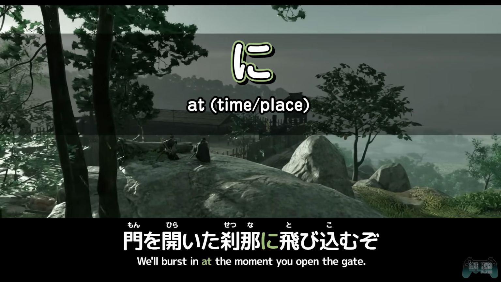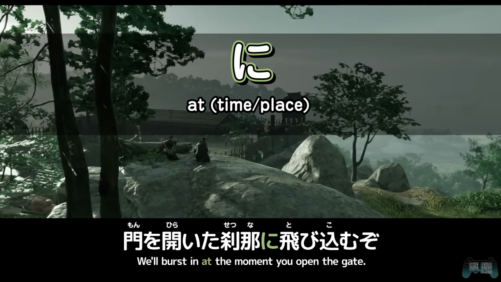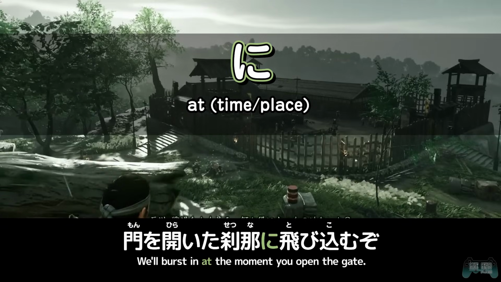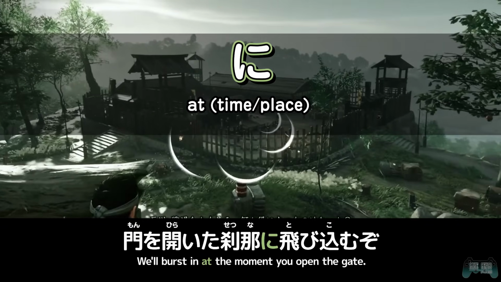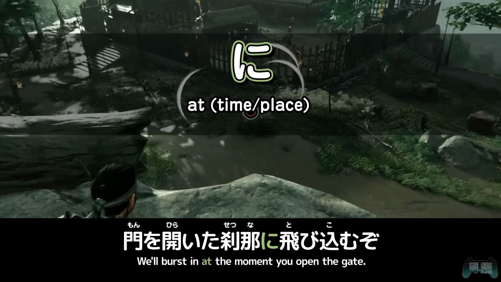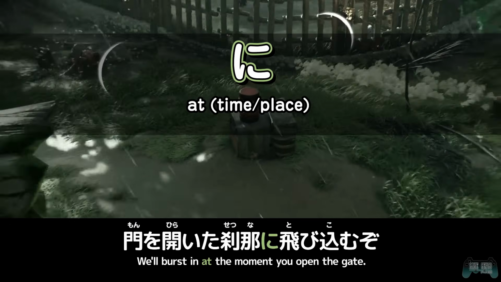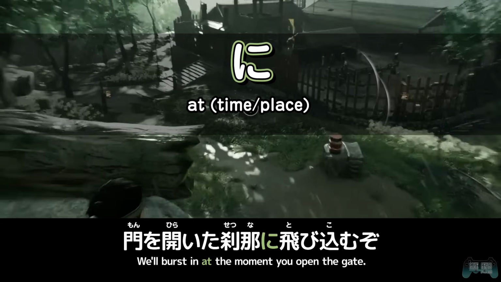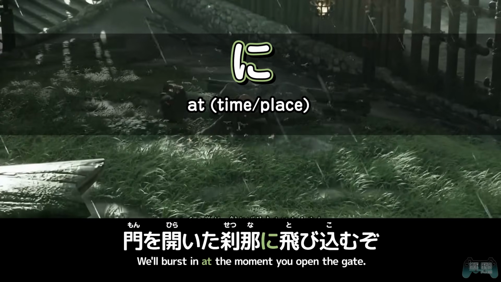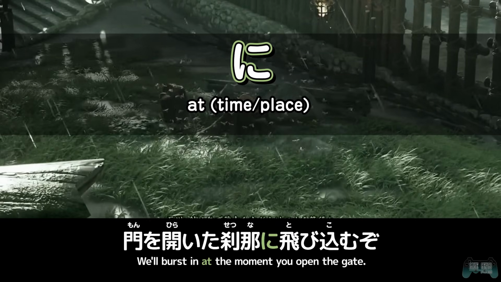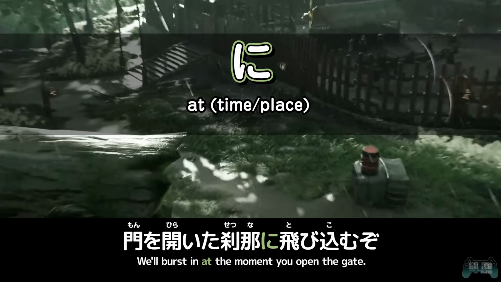In this next example from Ghost of Tsushima, 2 people are sitting atop a hilltop and they're planning their attack. And they say that they will jump in the moment this gate is opened. And so here, ni is used to show the time that this action, tobikomu, takes place. And so, mon o hiraita setsuna, the instant the gate opens.